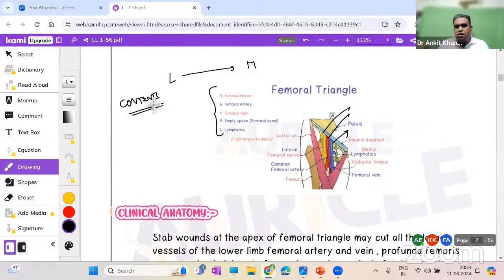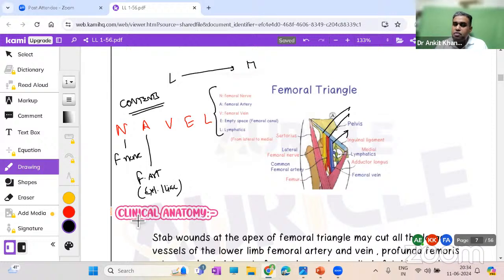If you go from lateral to medial, the mnemonic is NAVEL. This will help you a lot. There's so much applied part of this. What is N? N is the femoral nerve. Femoral nerve, if you remember, is the nerve of the anterior thigh compartment. A is the femoral artery. Femoral artery, you should know, is a continuation of the external iliac artery. V is obviously the femoral vein.